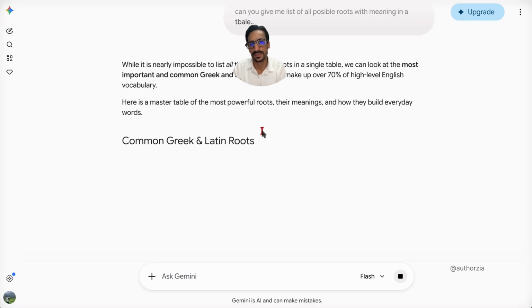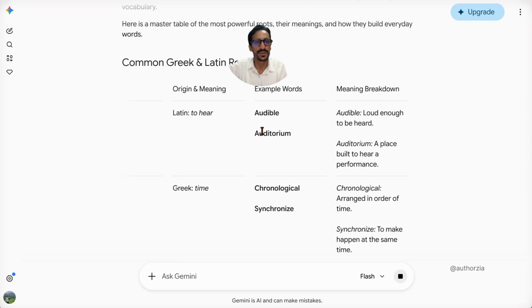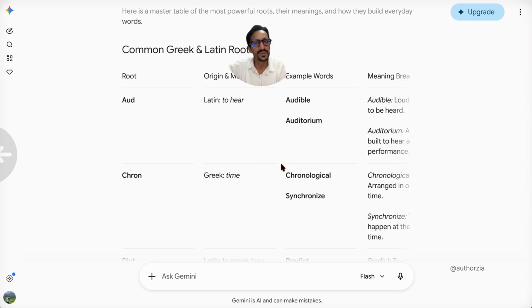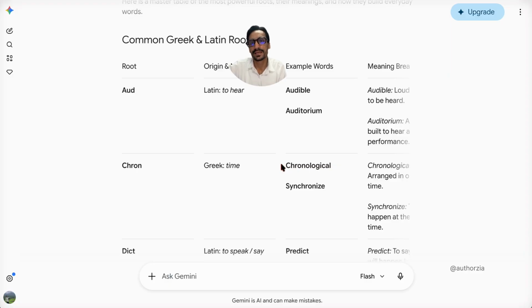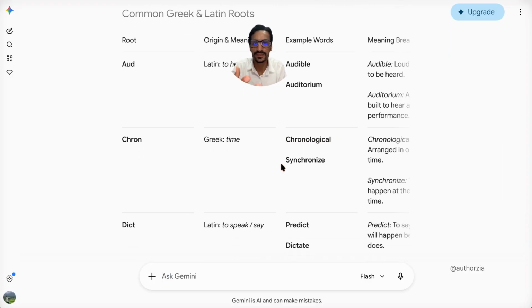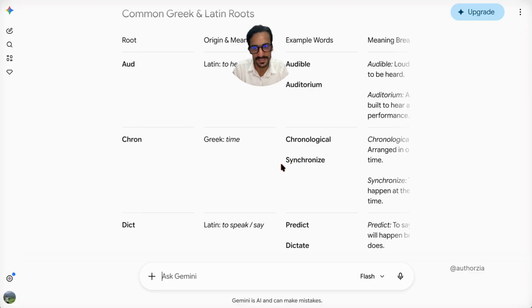I can tell you, I can assure you this. You see, here is the list: root, origin, meaning, example word, meaning breakdown. What else do you want? This was not possible, dude. This was no way possible before the AI era. That's why I'm so excited and passionate, because this kind of learning, this kind of access is impossible to believe.